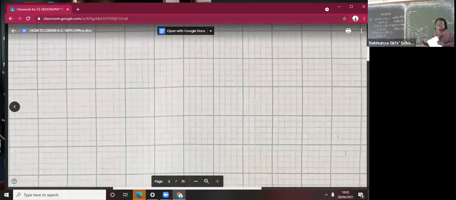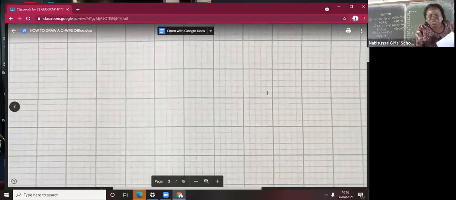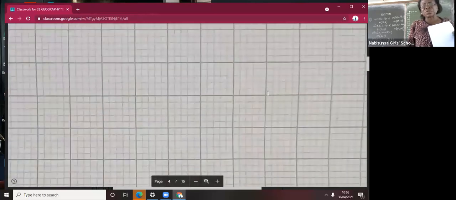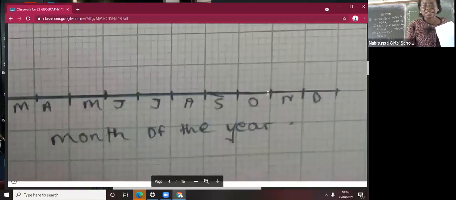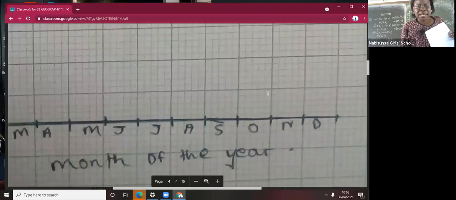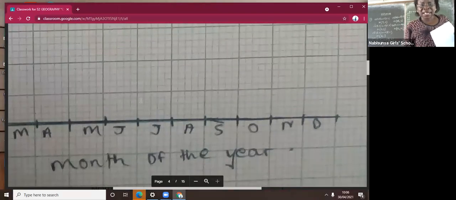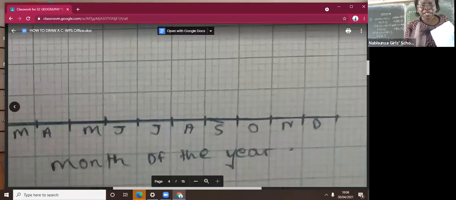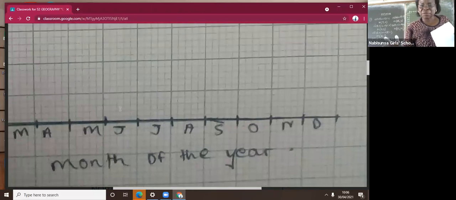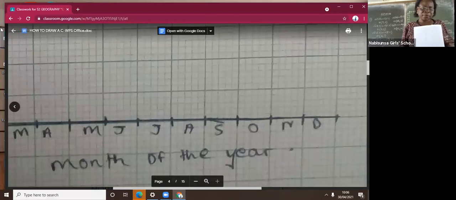Yes. The smallest squares are too small. You can't write the numbers there. Now you can see here they are having the months in a year. So each month is given 1 centimeter. That's what you will have on the horizontal, numbers 1, 2, 3, and 4. Are you getting it now? Yes, thank you, teacher.